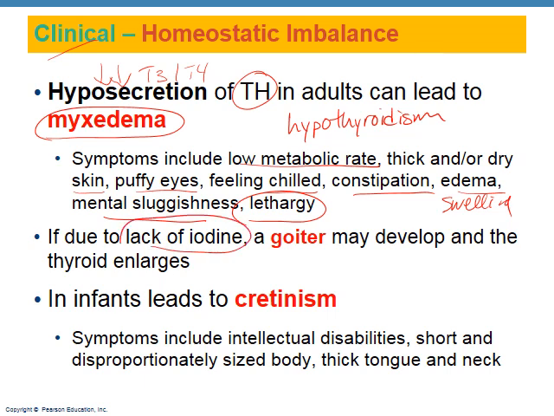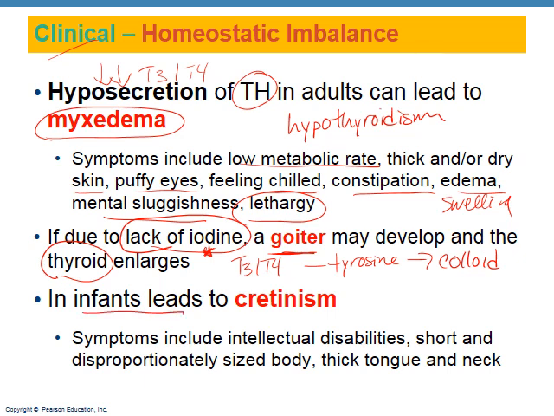Sometimes, if you have a lack of iodine, you'll form a goiter. The thyroid is going to enlarge because you're not getting the iodine from your diet in order to make your T3 and T4. So you're making tons of tyrosine. That tyrosine is all in the colloid, stuck in the colloid, and can't get out. So then you have this goiter or this enlargement of the thyroid.